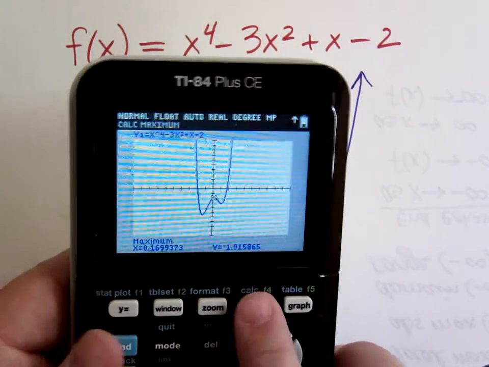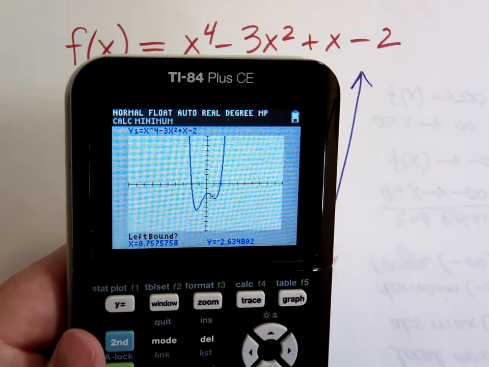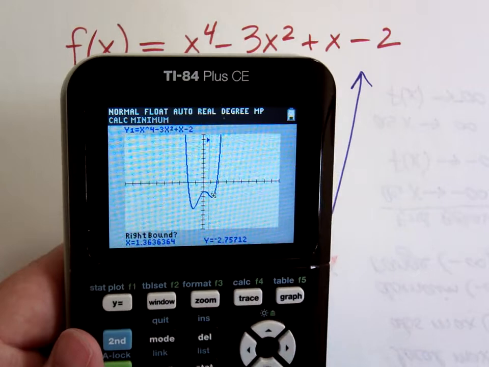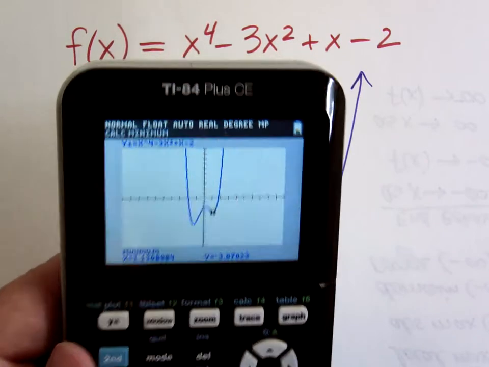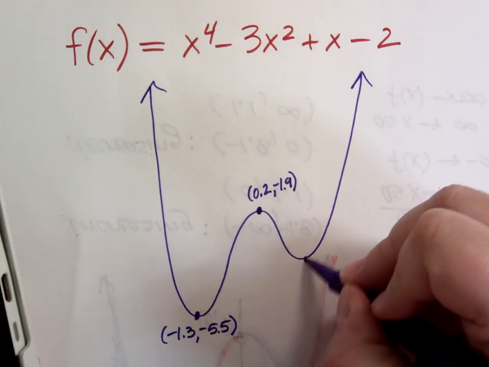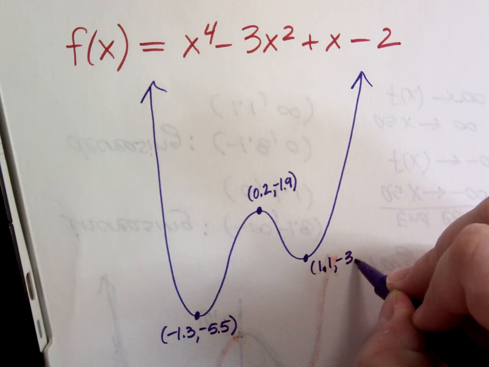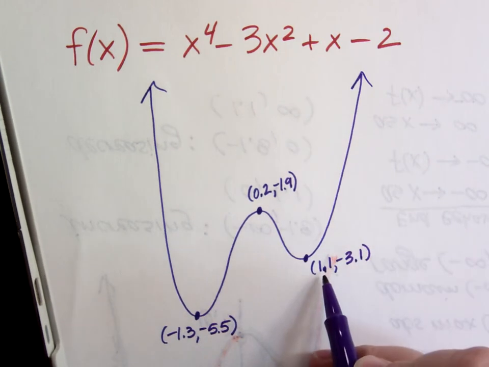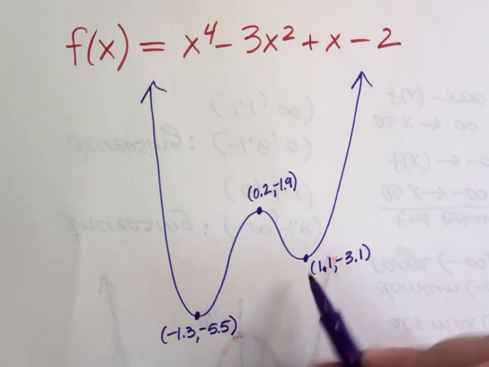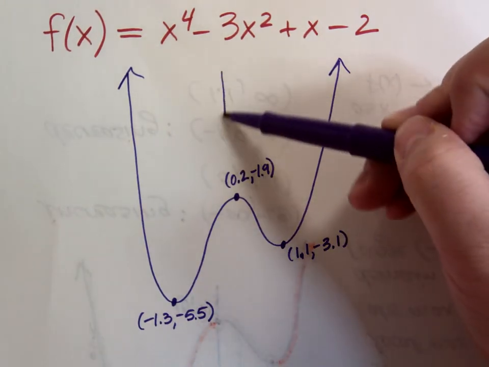Then let's do this last minimum over on the right. To the left of the min, to the right of the min, press enter, and my min is at 1.1, negative 3.1. Sorry, that is actually a decimal point. It looks like a comma, but it's a decimal point. So my y-axis comes in a little bit to the left of this guy.